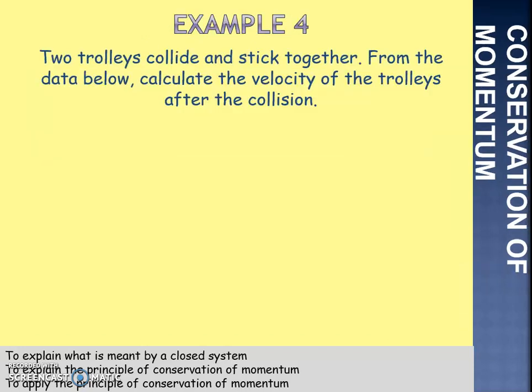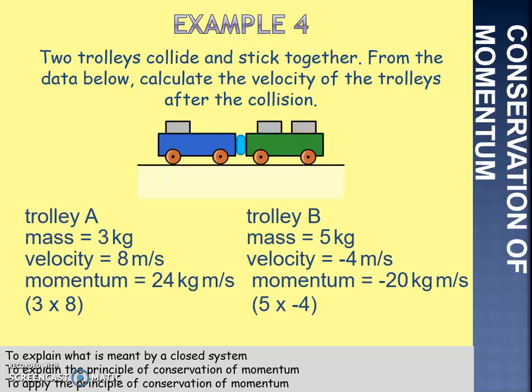Next one, let's say 2 trolleys collide and stick together. From the data below, let's calculate their velocity after the collision. So there's our trolleys. Trolley A has a mass of 3 kilograms and a velocity of 8 meters per second. Trolley B has a mass of 5 and a velocity of minus 4 meters per second. It's moving in the opposite direction.